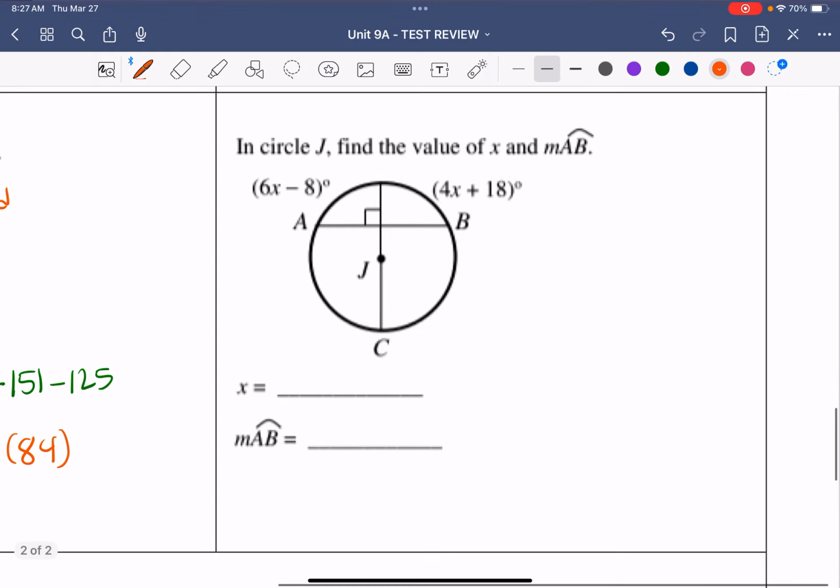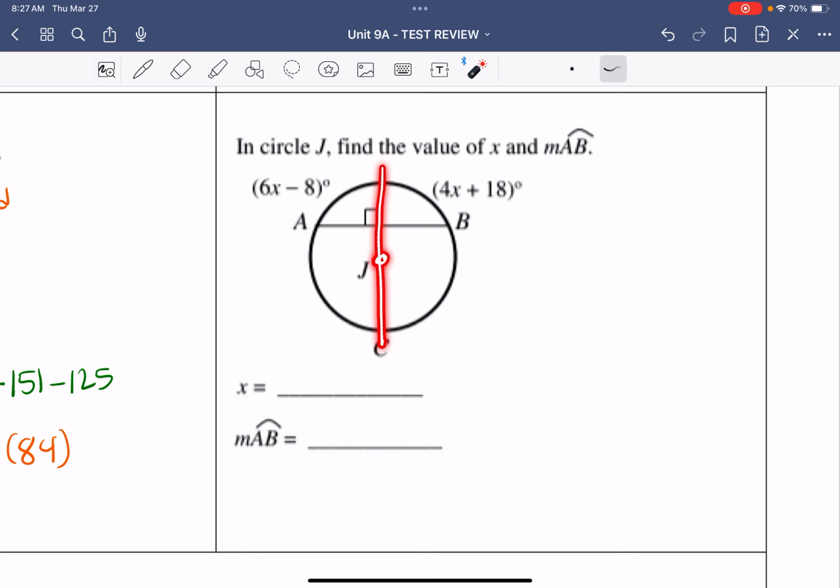Okay, next one, in circle J, find the value of x and the measure of AB. Okay, so we have a chord here. See how it's going from edge to edge? But then it's being intersected by a diameter. See how it's going through the circle? That makes it perpendicular, but it also means that everything got cut exactly in half.